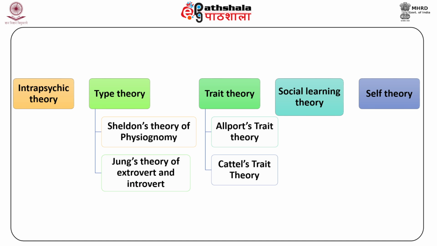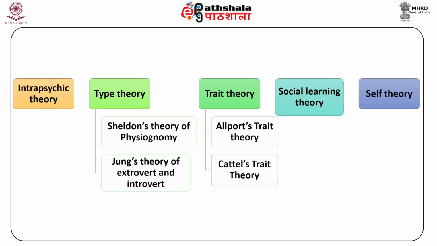The next is Cattell's trait theory. According to Cattell, human personality can be divided into two categories: surface traits and source traits. These two traits are like the medical cause for a particular symptom. Source trait is like the cause and surface trait is like the symptom. An individual's source trait may be dominating or shy, and his surface trait may be expressive or submissive.